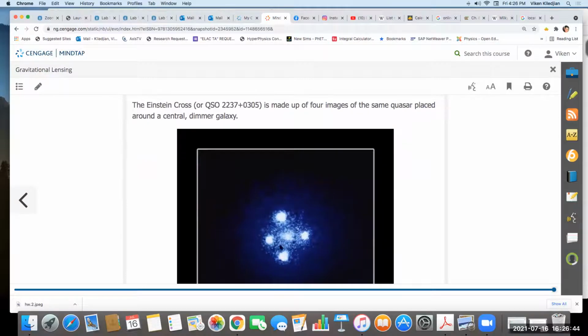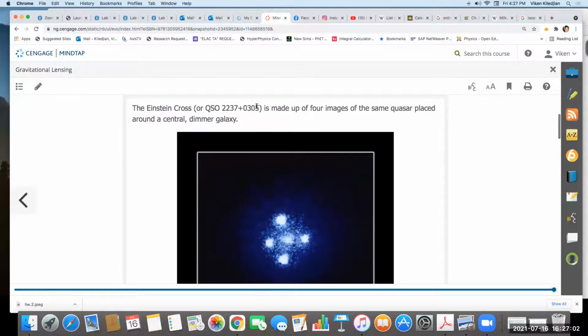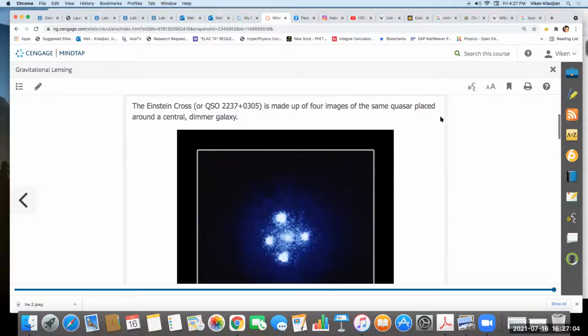Wow, you see that? You're not seeing the arc, but you're seeing like four images, and this is the lensing object, and then you're seeing four images of the galaxy that's behind it. The Einstein Cross, also known as QSO 2237+0305, is made up of four images of the same quasar placed around the central dimmer galaxy.